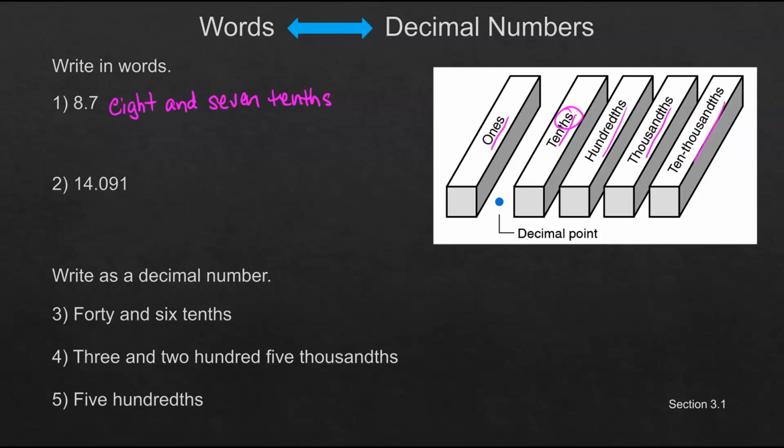On the second number, it's 14.091, but we actually say that 14 and 91, we put a dash there for 91 thousandths.